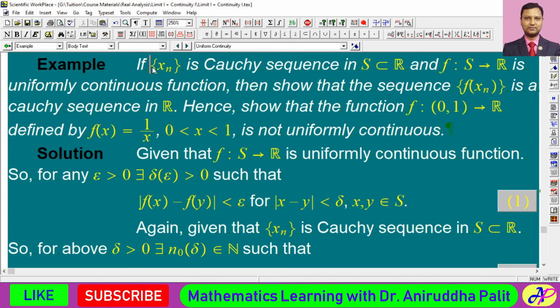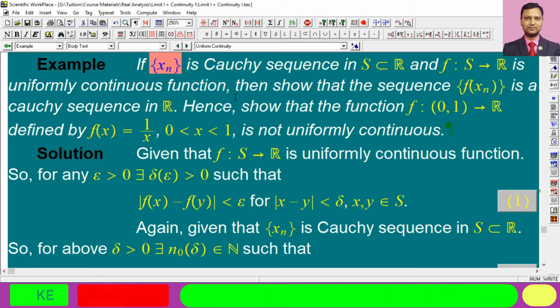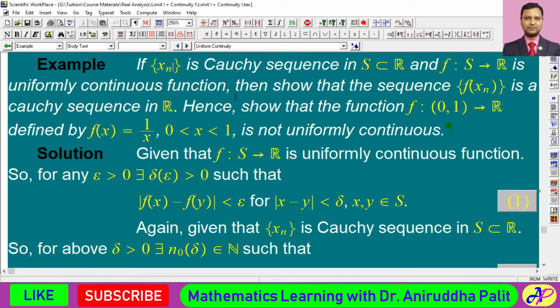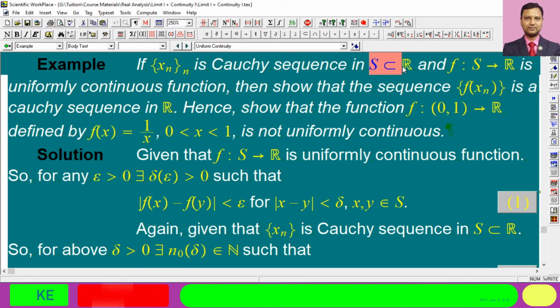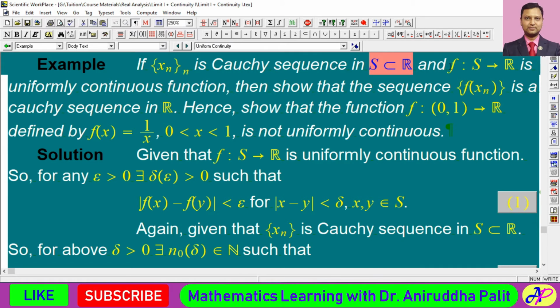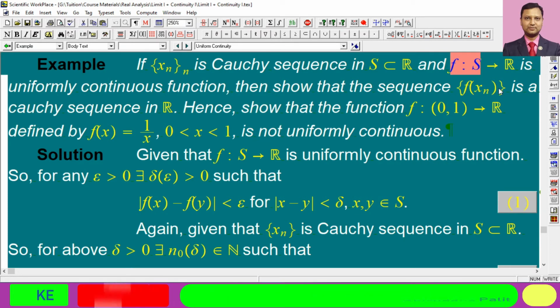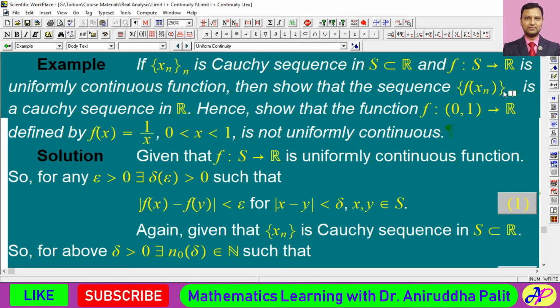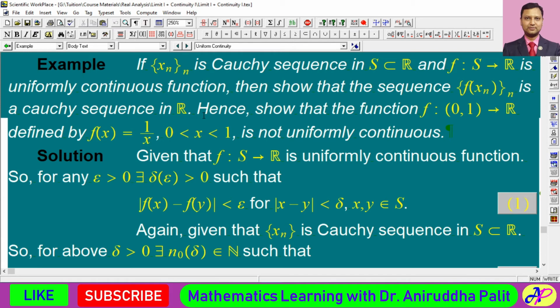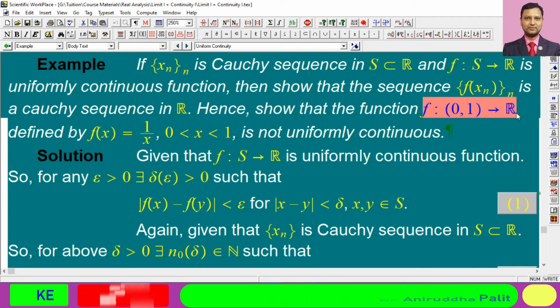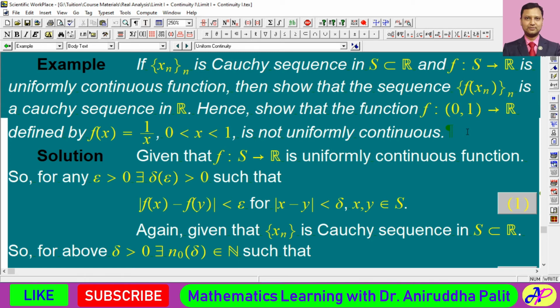Okay, so first we are saying, this example says that if this sequence x_n is a Cauchy sequence in a set S, where S is a subset of the set of real numbers R, and f is a function defined on the same set, and it's a uniformly continuous function, then we have to show that the second sequence f of x_n is a Cauchy sequence in R. And from this result, we have to show that this function from the open interval (0, 1) to the set of real numbers R is not uniformly continuous.